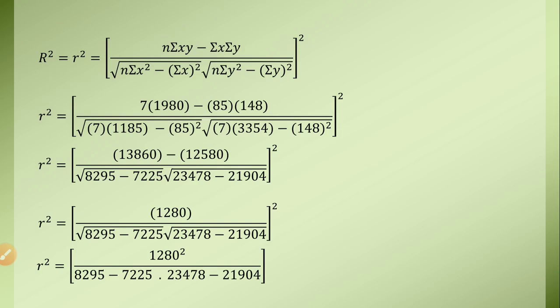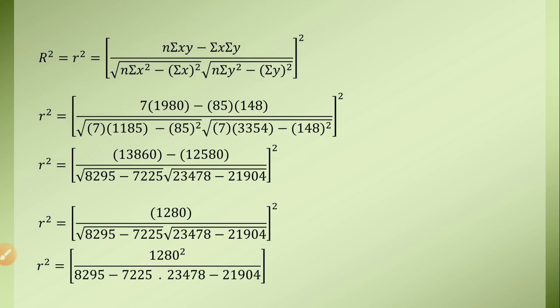So again, as I told you, I assume you are writing. N is 7, sigma xy is 1980, sigma x is 85, sigma y is 148. Root n is 7, sigma x square is 1185 minus sigma x whole square, so 85 square. And then n sigma y square, it's 7 into 3354 minus sigma y whole square, 148 square. So 7 into 1980 is 13860 minus 85 into 148, 12580 upon root. So if you solve, it's 8295 minus 7225, 23478 minus 21904.